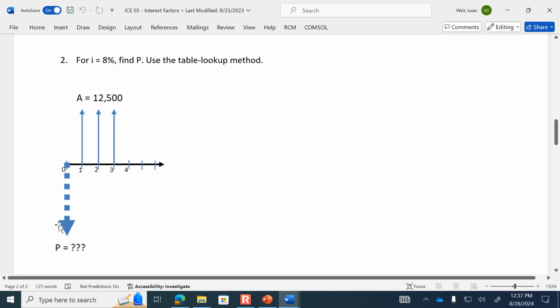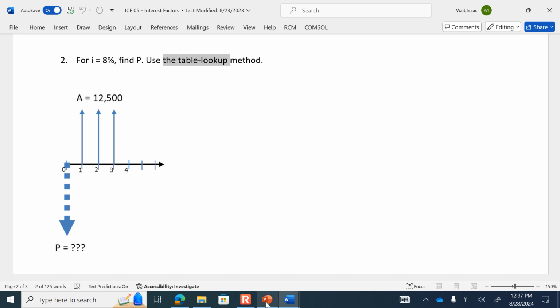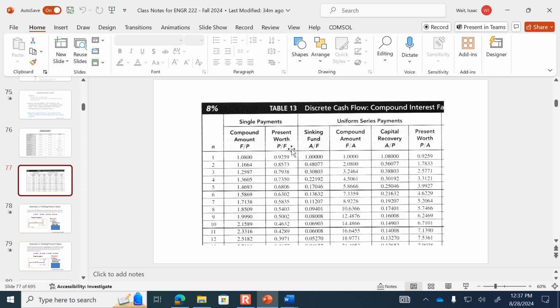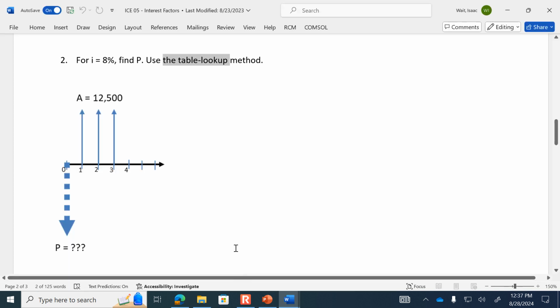So this is find P given A. You're going to go to the table lookup method for 8%. Where is our find P given A? It's that last column, present worth. Find P given A. Now, the handout doesn't say directly what n is. So what did you use as n?